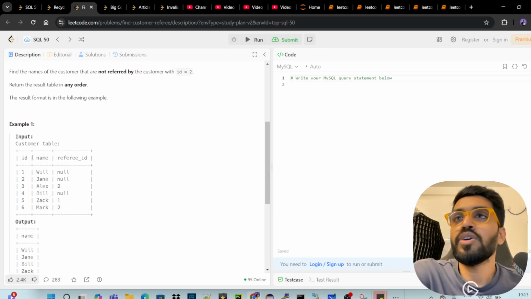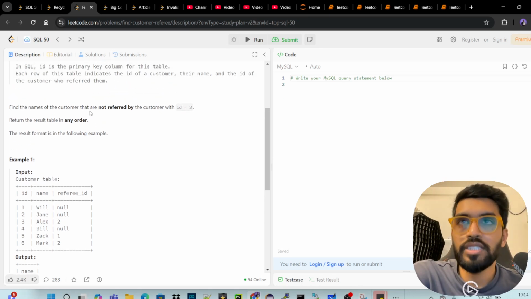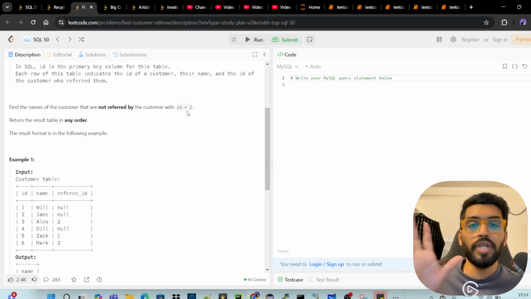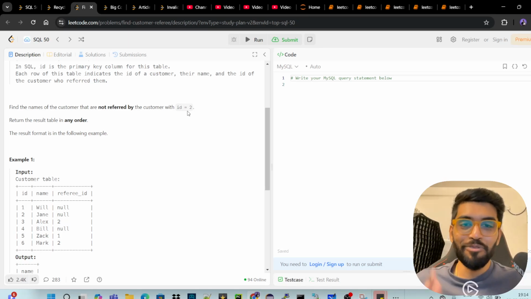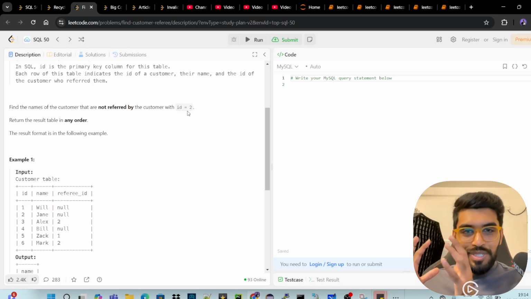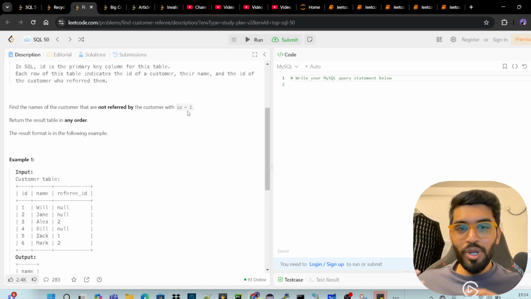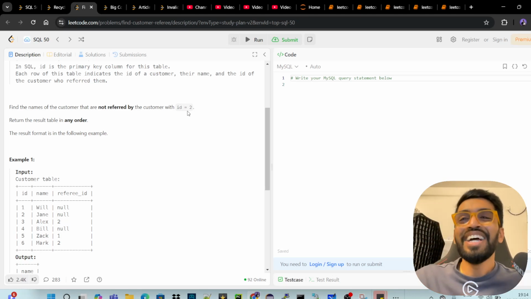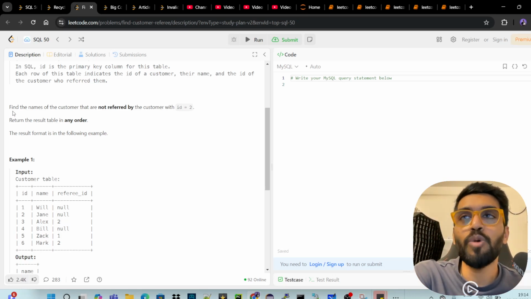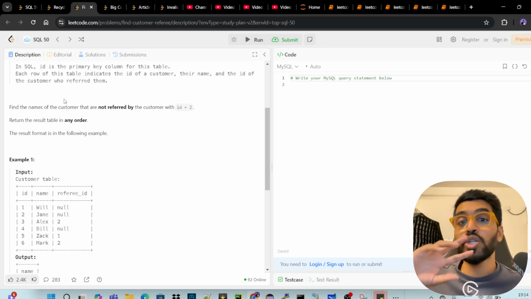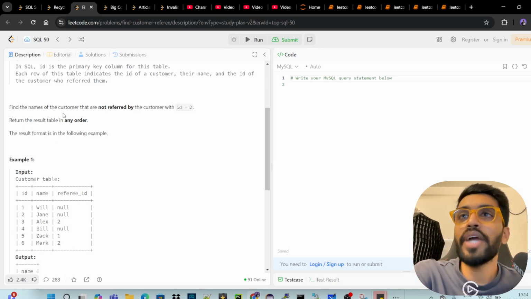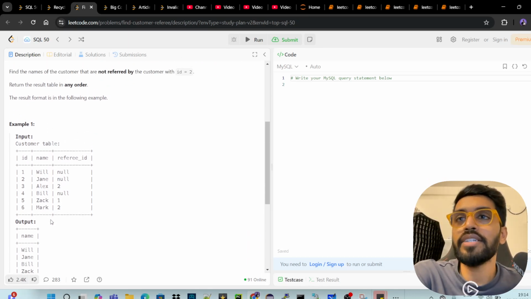Okay, fine. So find the names of the customers that are not referred by the customer with ID 2. Imagine there is some fight between person 2 and the shop owner, and the shop owner just wanted to know how many customers were referred by customer 2. So I'm going to block everyone. Now they just want to get all the customers which are not referred by 2, in any order. So this is the data set and the output.